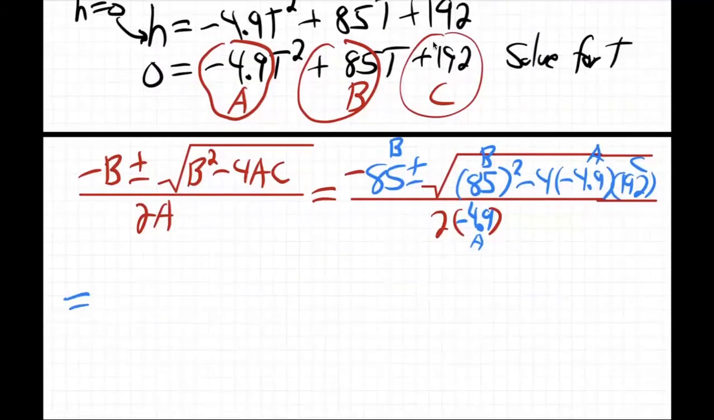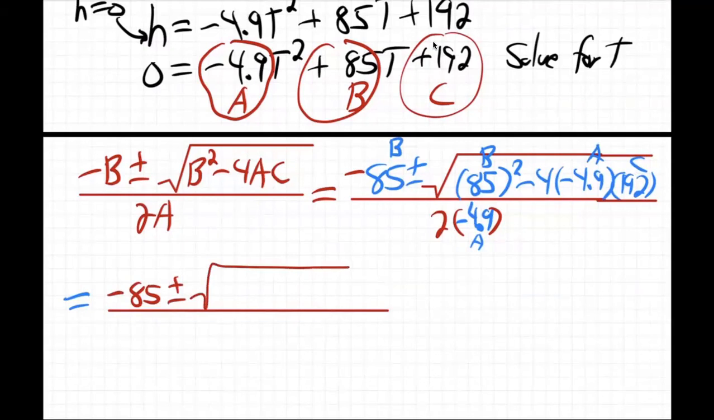Let's crank her out. So using your calculator, I'm going to grab my calculator and calculate. So I'm going to do that 85 squared first off. I'm getting 7,225.